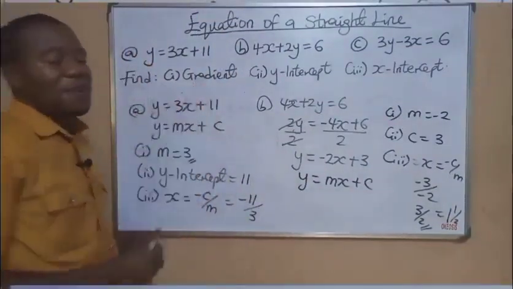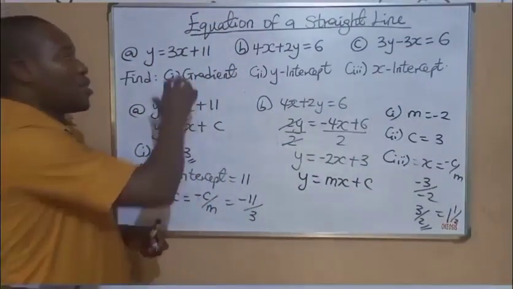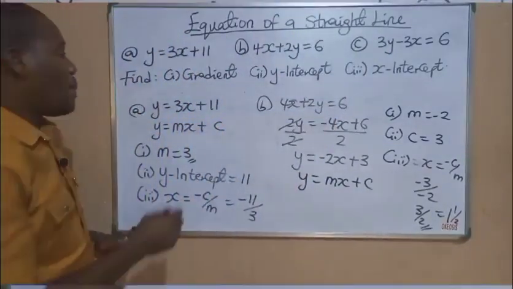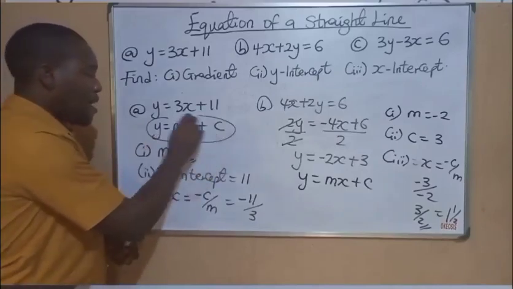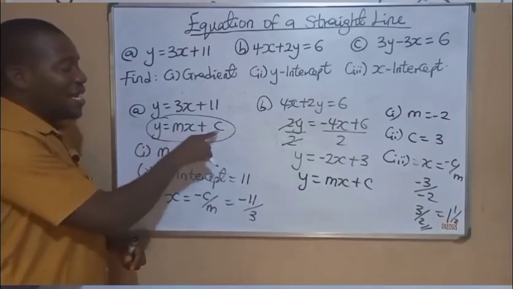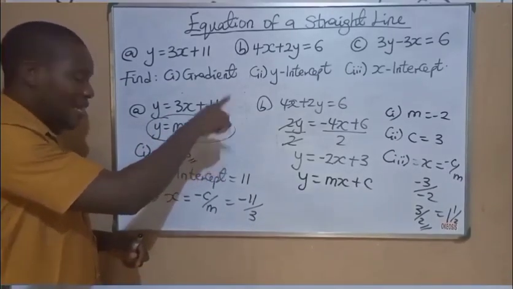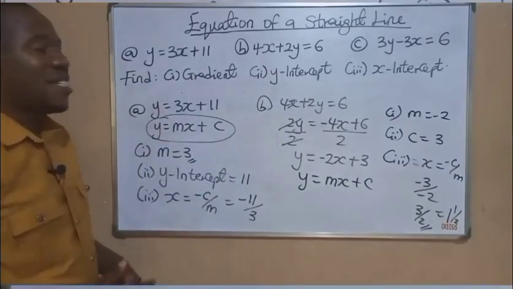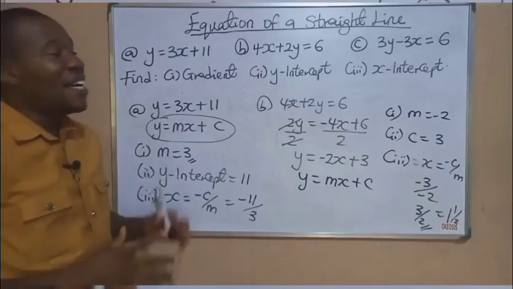So when you have this kind of problem, all you need to do is to make sure the subject of these formulas is y. Then you compare with this general form. Then you get the value of your gradient, the value of your y-intercept, and then use this formula for your x-intercept. Of course, we have a third question, so I'm going to leave you with that question.